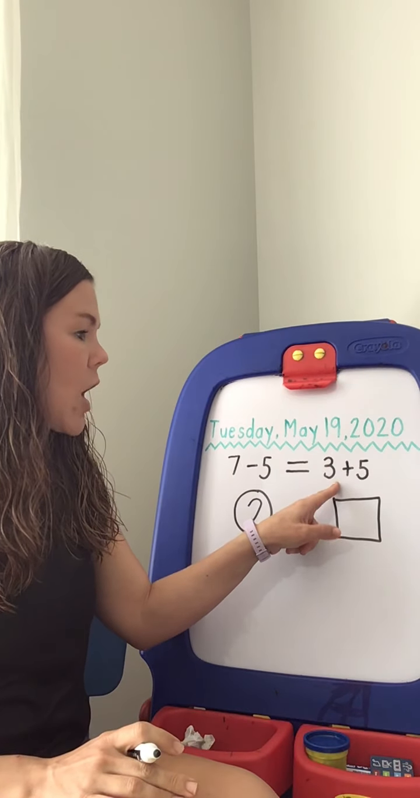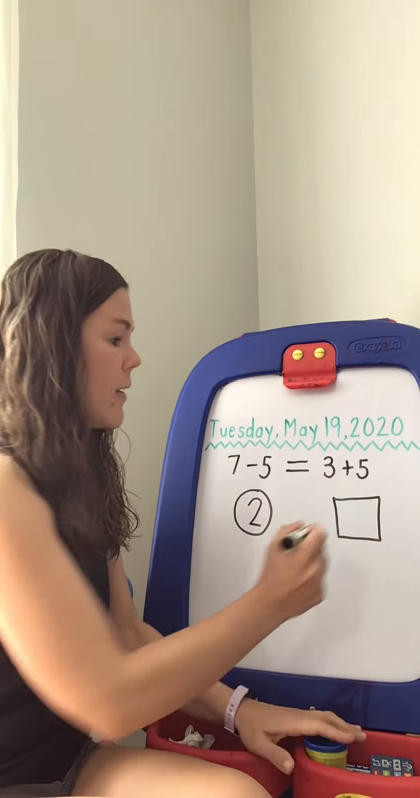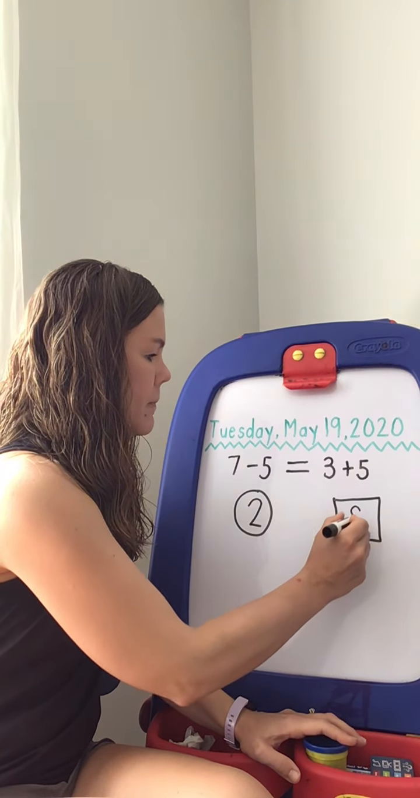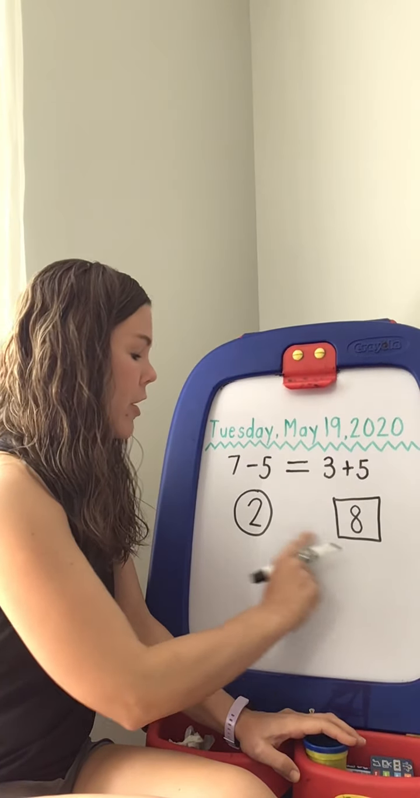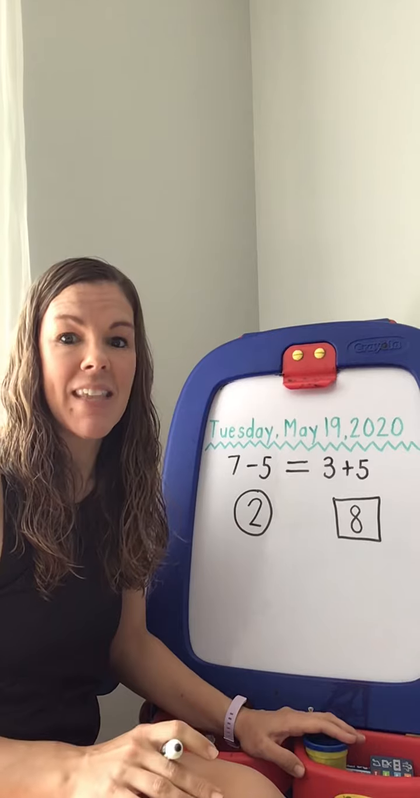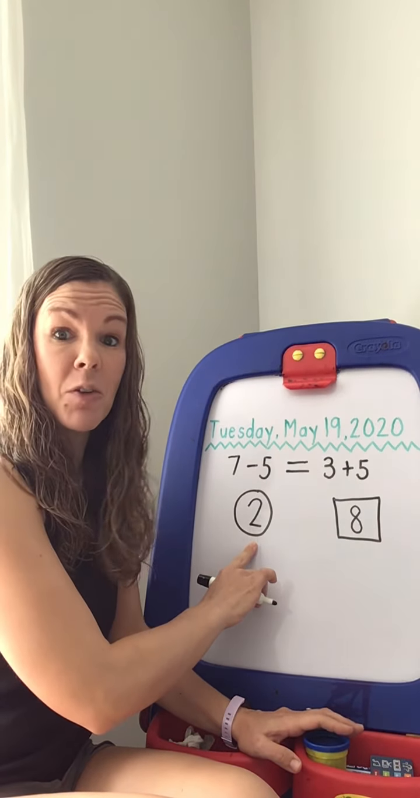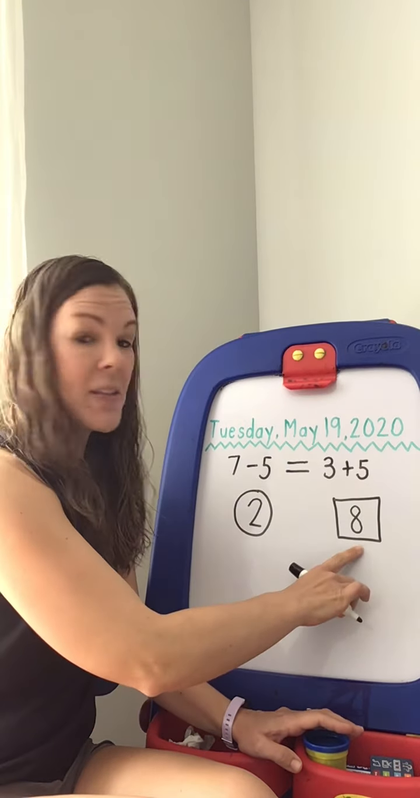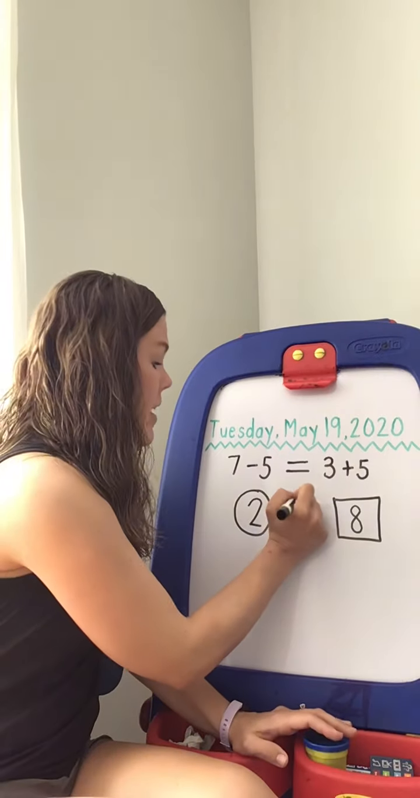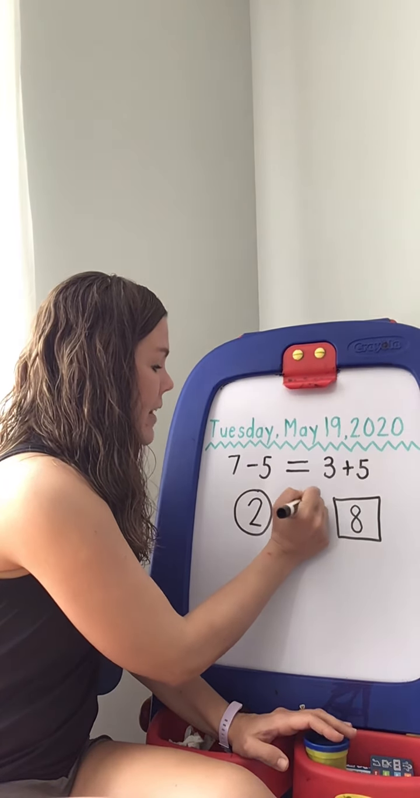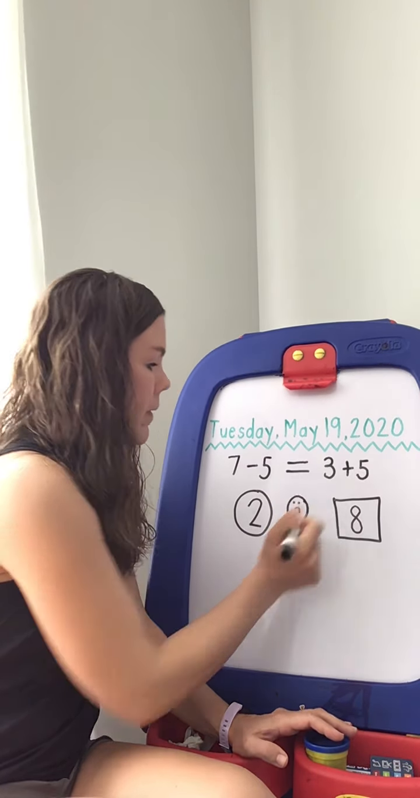Now we have to solve what's on this side of the equal sign. 3 plus 5 is 8. Now I'm going to compare what my amounts are. Are 2 and 8 the same amount? If I give you 2 Skittles and Mrs. Wright gets 8, is that the same? No, these two are not equal because they're not the same amount.